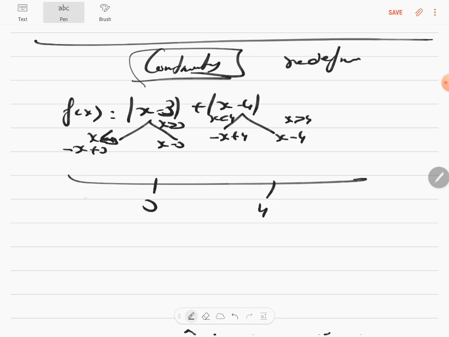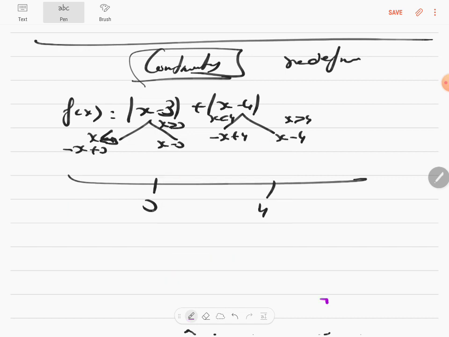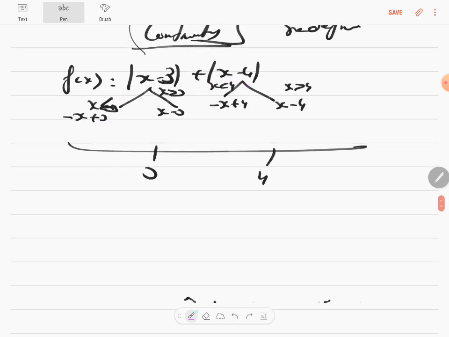So now x is less than 3. x less than 3 means it is less than 4 as well as less than 3, obviously. So when it's less than 4 and less than 3, you have to use this condition and this condition. Both of them will be negative. So minus x plus 3 minus x plus 4, which is minus 2x plus 7. Thus on redefining, I'll get this as the formula.